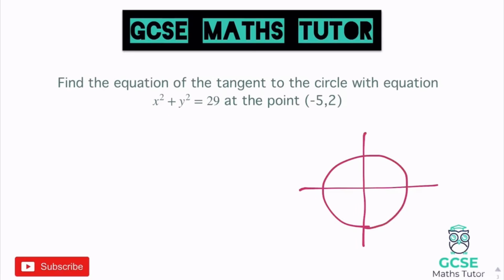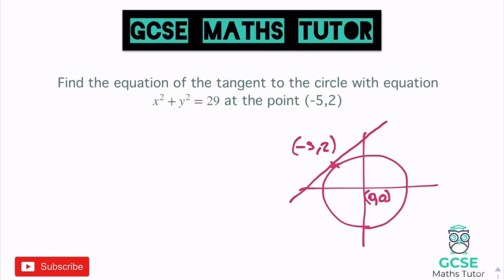Negative 5, 2 is going to be over here in this quadrant. So if I was to draw a little tangent, it'd be sloping this way this time. There we go, so let's label that up. Minus 5, 2. And again, centre 0, 0.